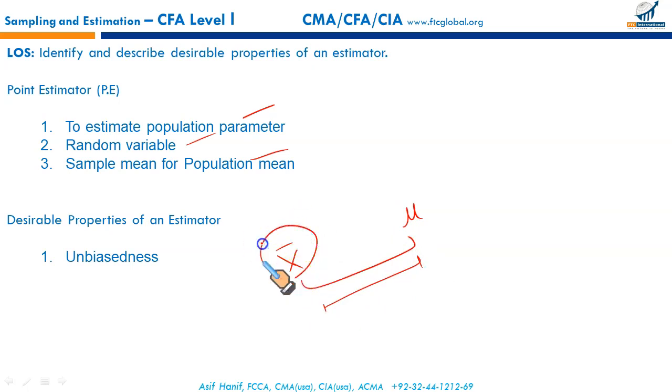This is your sample statistic. This is the population parameter. This is the sample mean. This is the population mean. And we just want this difference to be as little as possible. Should be zero ideally. If it is, then we can say the point estimator is unbiased because it is close to what the population mean is.